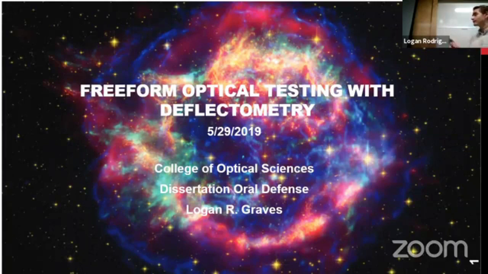I'm going to be talking about freeform testing using deflectometry today. Before I get started, I want to highlight what this picture is. This is Cassiopeia A. It was produced using three telescopes, made using images from the Chandra, the Spitzer, and the Hubble, which I'm sure you all are familiar with. The crazy thing about this is how far away it is, and also how long ago in time.